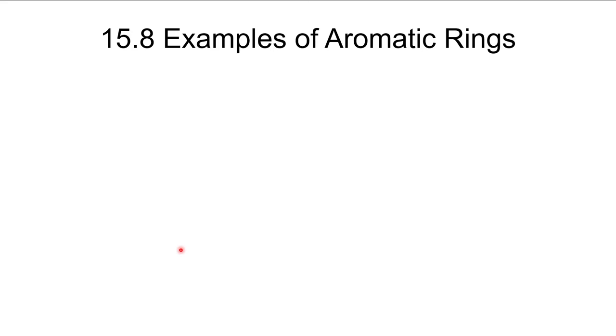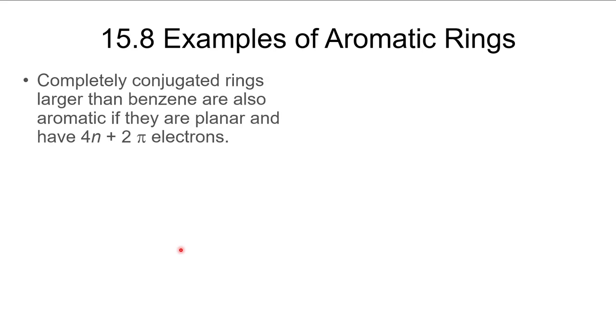So I want to show you a couple of examples of aromatic rings that are not just benzene. Benzene is very interesting, and there are substituted benzenes, and those are very interesting. But it's possible for other compounds to meet all of the requirements, to be cyclic, planar, completely conjugated, and have 4n plus 2 pi electrons. An example of this are annulenes.